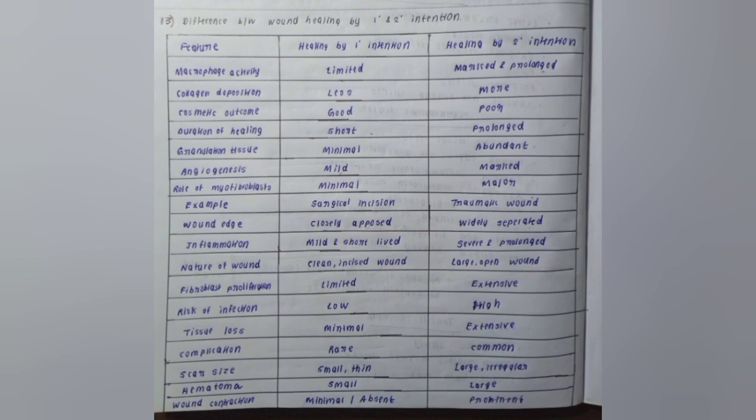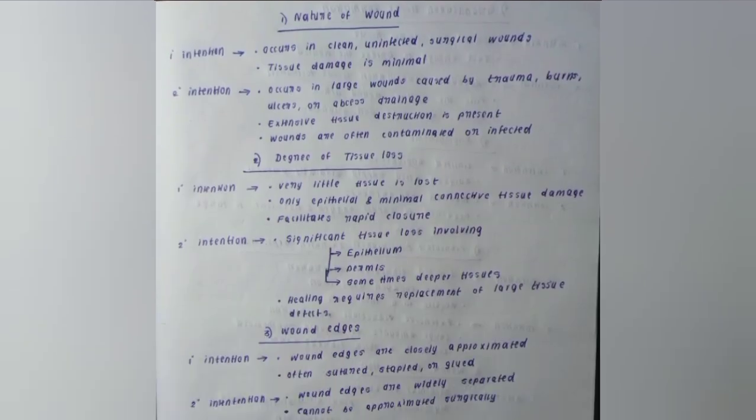How it actually works in healing by primary intention and secondary intention, we are going to see in the upcoming video. So that's the tabular column. Now coming to the nature of wound. In primary intention, it occurs in clean and infected and surgical wounds and tissue damage is minimal, whereas in secondary intention it occurs in large wounds caused by trauma, burns, ulcers or abscess drainage. Extensive tissue destruction is present and wounds are often contaminated or infected.